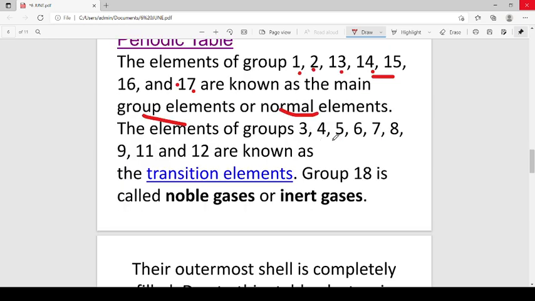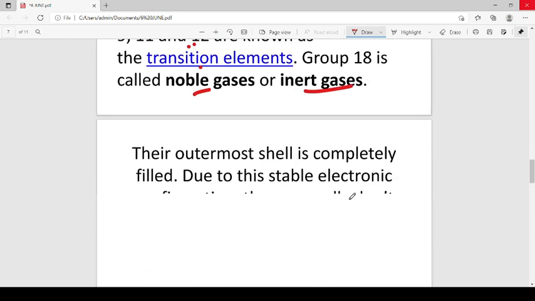Now you can see group 3 to 12 are known as the transition elements. Group 1, 2, 13, 14, 15, 16, 17 are the normal elements, whereas group 3 to 12 are the transition elements, and group 18 is known as the noble gases or the inert gases. So in group 18, there are the elements which are noble gases or inert gases.